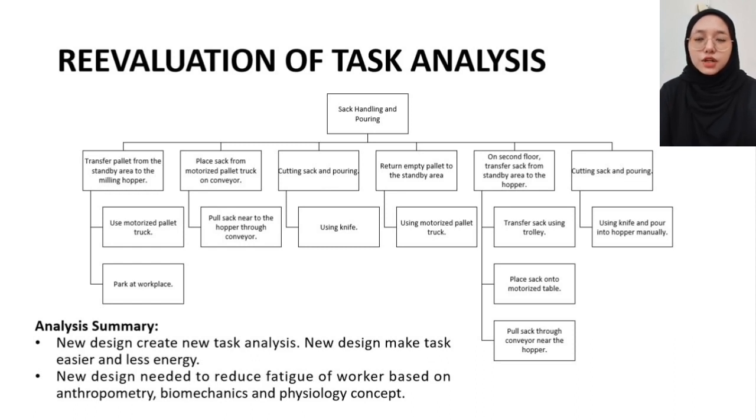On the second floor, the worker needs to transfer the sack using a trolley near to the adjustable motorized table. From the adjustable motorized table, transfer onto the conveyor, and the conveyor pulls the sack near the hopper, and cut the sack using a knife.